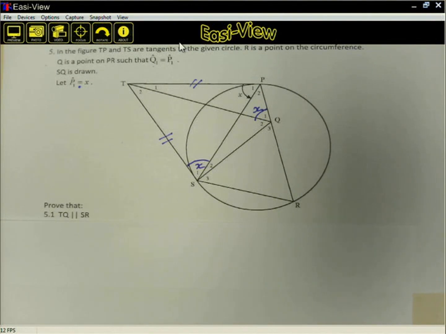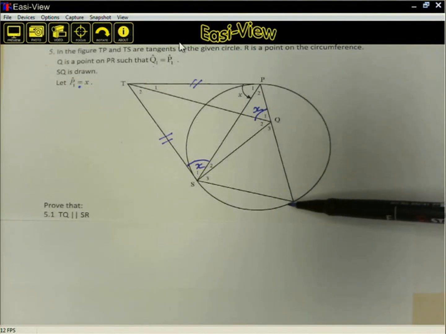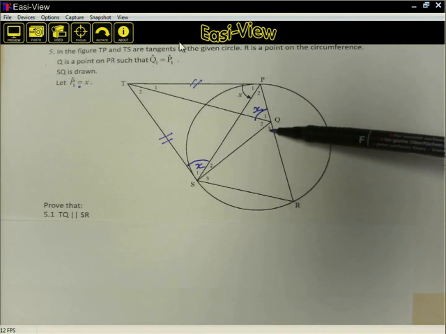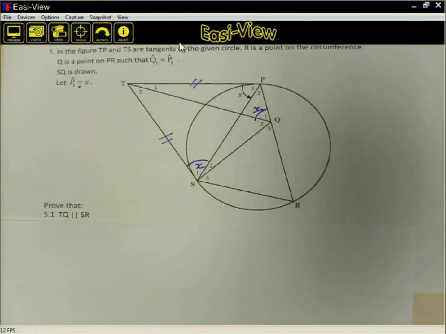So for us to prove that, either the corresponding angles will be equal, or the alternate angles will be equal, or the co-interior angles will be supplementary. Angle R plus Q3 plus Q2 will give you 180 degrees. So that's why I say every time you are asked to prove, ask yourself a question, when? And then look at the given information.